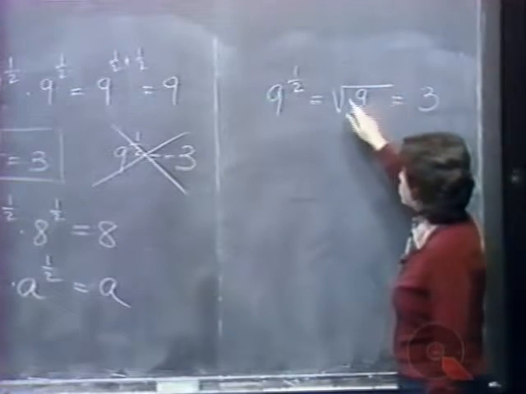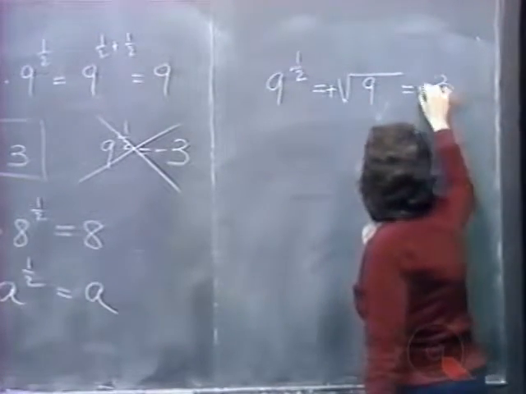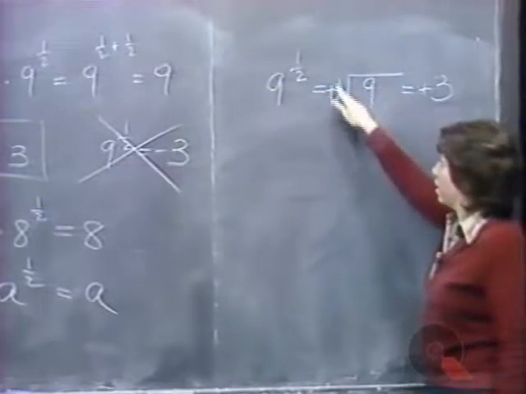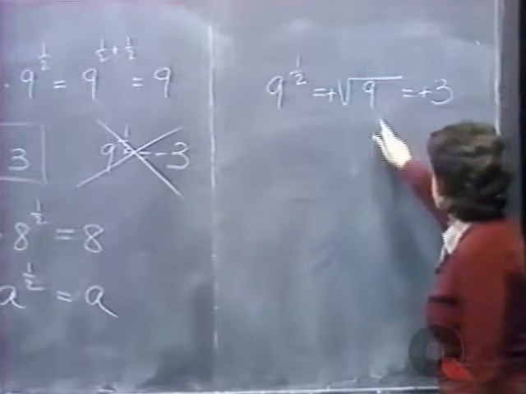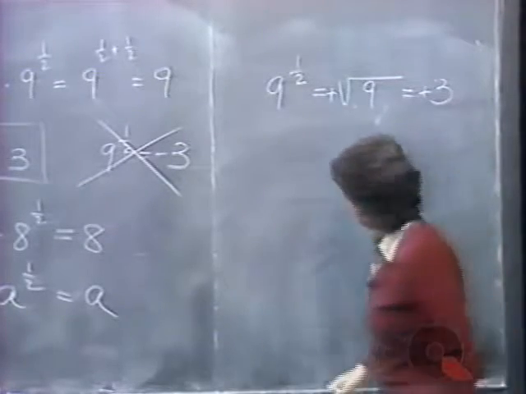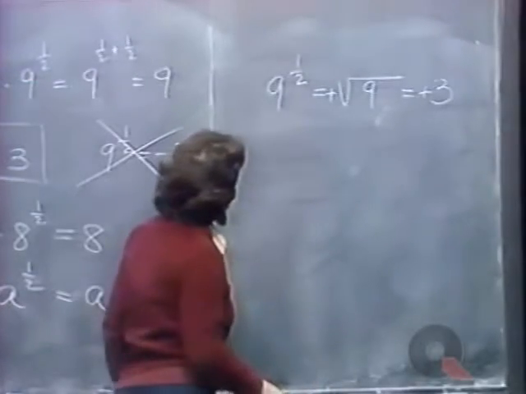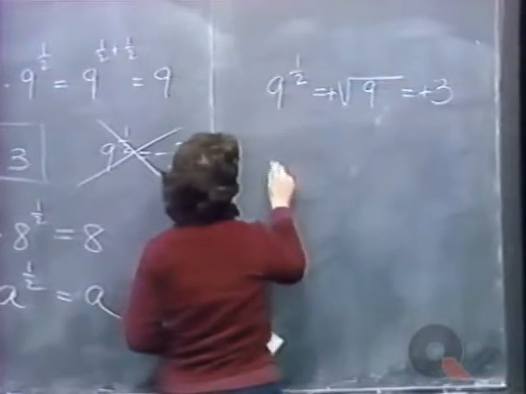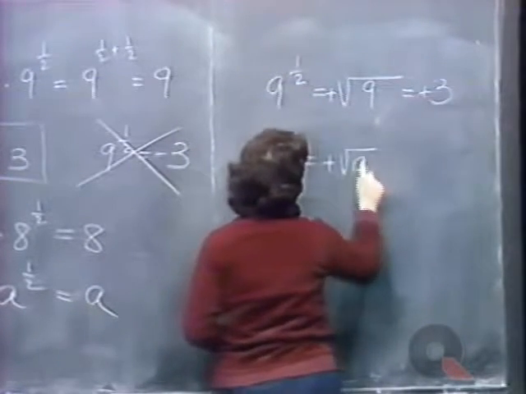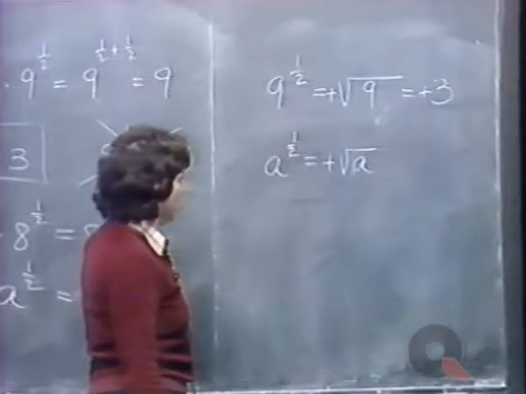This symbol is read the square root of 9, and when you don't see a sign in front, the positive sign is assumed to be there. Okay? If you just see the radical sign with a 9 inside, the positive square root of 9 is assumed: the positive number which, when multiplied by itself, gives us 9. The positive square root of 9 is plus 3. Similarly, a to the 1/2 could be written this way: the positive square root of a, that positive number which, when multiplied by itself, gives us a.